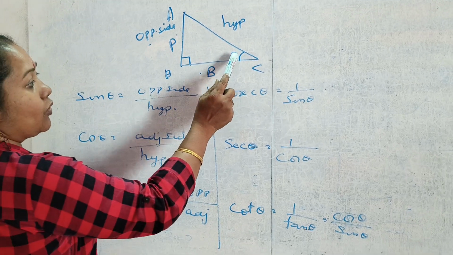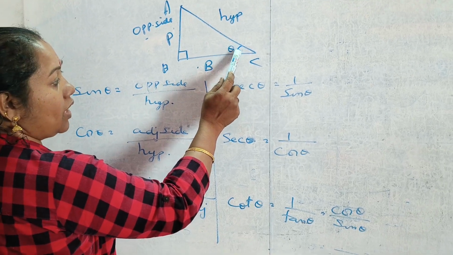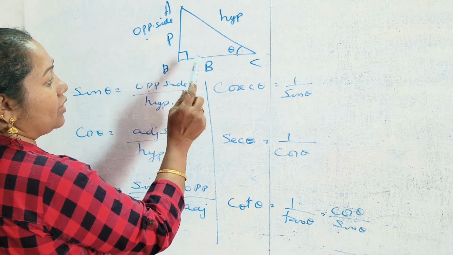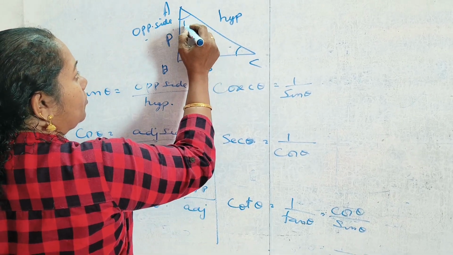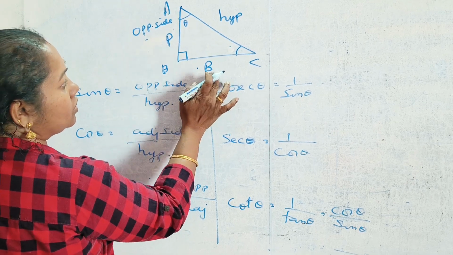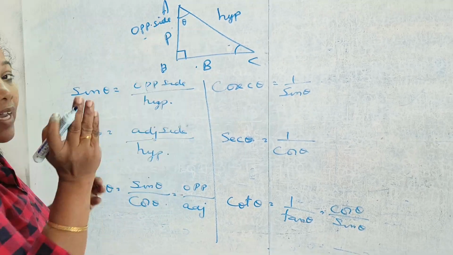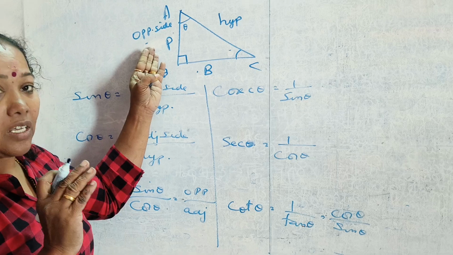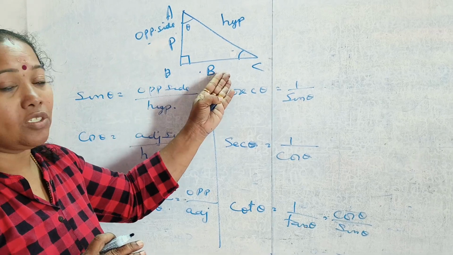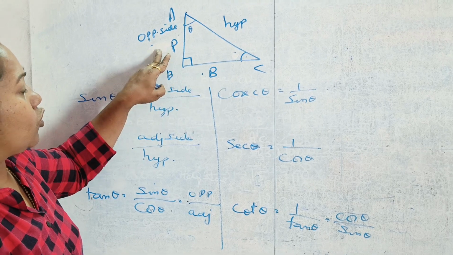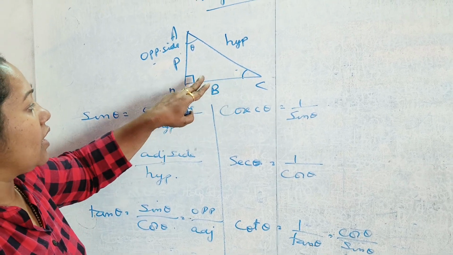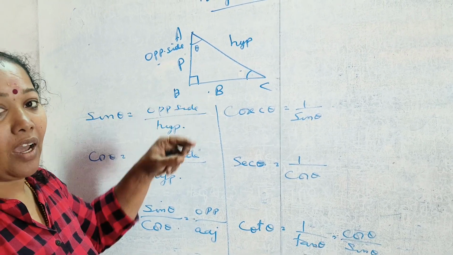For this one, if it is theta, this will be the opposite side, and this will be the adjacent side. And if theta is here, then this will be the opposite side, and this will be the adjacent side. The side which is near to this angle is the adjacent side, and the one across is the opposite side. So if the angle is here, this will be the opposite side, and this will be the adjacent side.